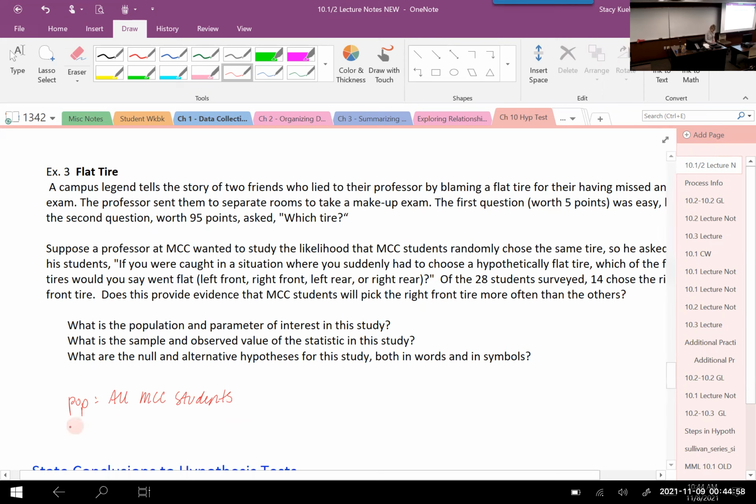So our parameter is basically what is the probability that you choose the right front tire? What's the probability that the right front tire is chosen? 1 out of 4. There's only 4 tires, right? So it's a 1 in 4 chance that you choose the right front tire. So P would be equal to 1 in 4 or 0.25.